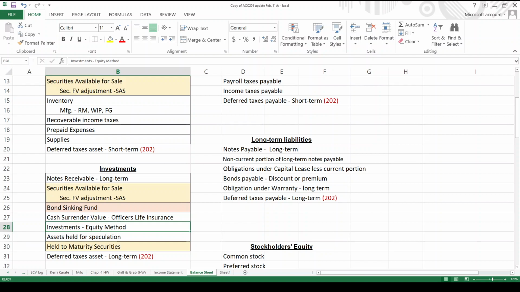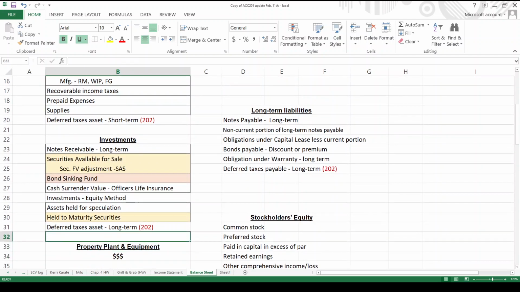Investments accounted for under the equity method. That's another 202 topic. What's happening here is your company owns 20 to 50% of another company, which is obviously a very large holding, and you have substantial influence. You're going to use the equity method of accounting. And it's going to go in this section here. And that's another 202 topic. Assets held for speculation. You bought a Van Gogh painting and you're holding on to it, hoping that the price goes up. Asset held for speculation.